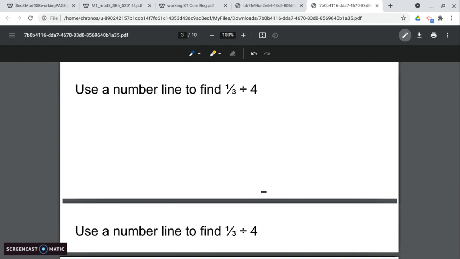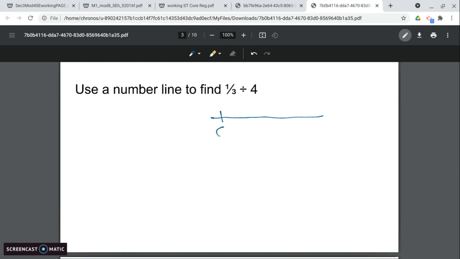So use a number line to find 1/3 divided by 4. So this is another way we can do it. So we have a number line. We've got 0 to 1/3. This would be 2/3. This would be 1 whole. And so we can split this into 1, 2, 3, 4 fourths. And so each part would then represent 1/12. So 1/3 divided by 4 equals 1/12.